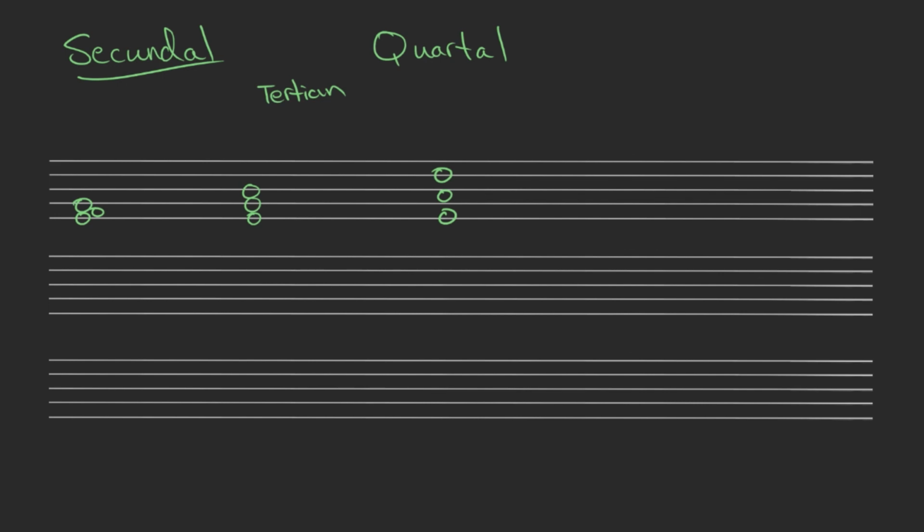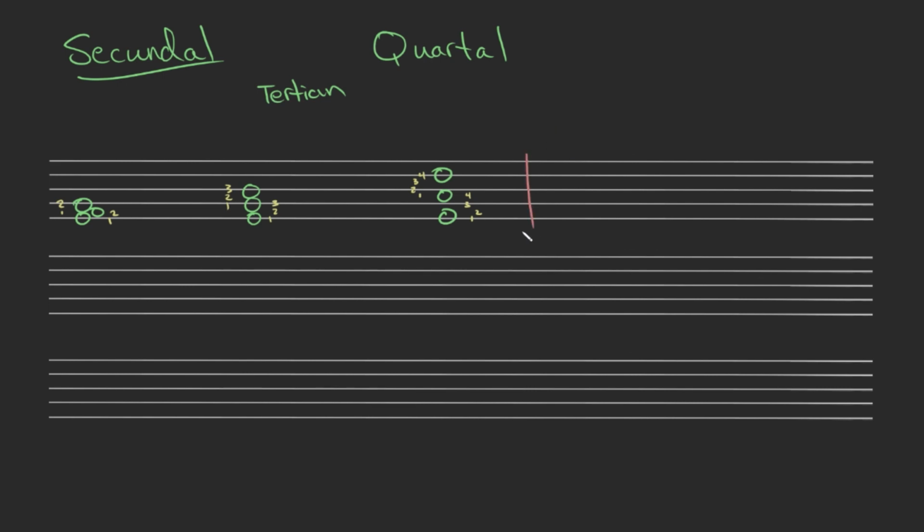Okay, so it's just a matter of how you stack your notes. Again, secundal is in seconds, 1 to 2, and then 1, 2. Tertian is in thirds, 1, 2, 3, 1, 2, 3, from the next note to the next note, and then finally quartal is 1, 2, 3, 4, 1, 2, 3, 4. Okay, so let's see how to make the different variations.